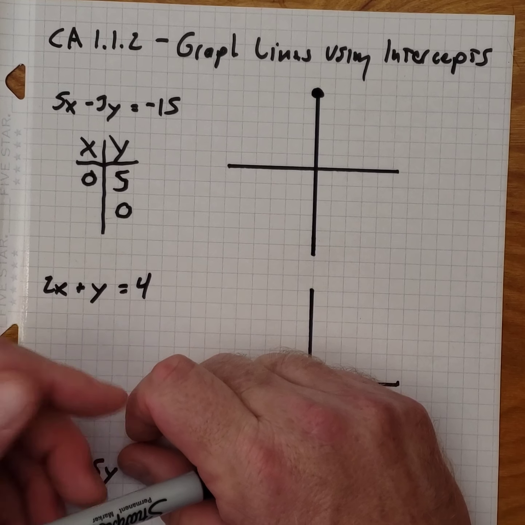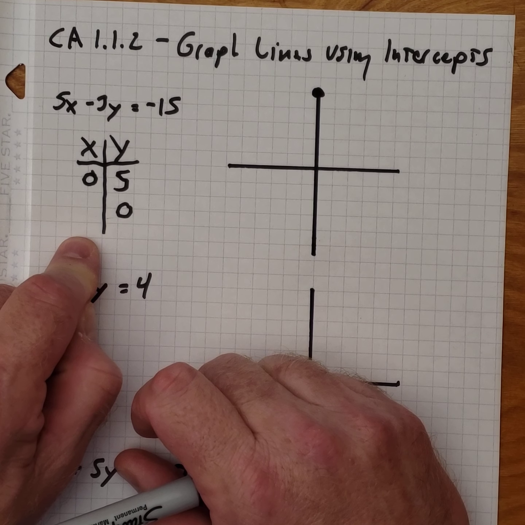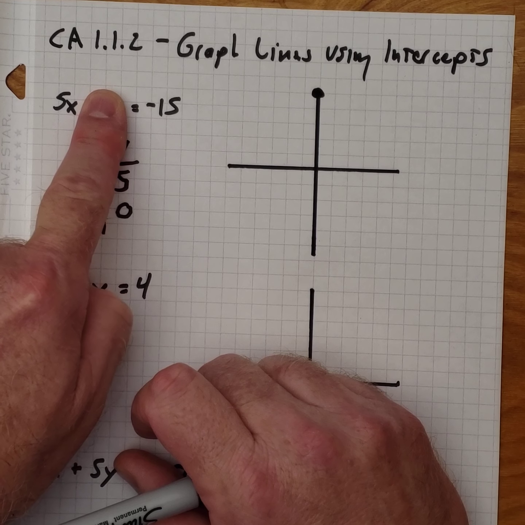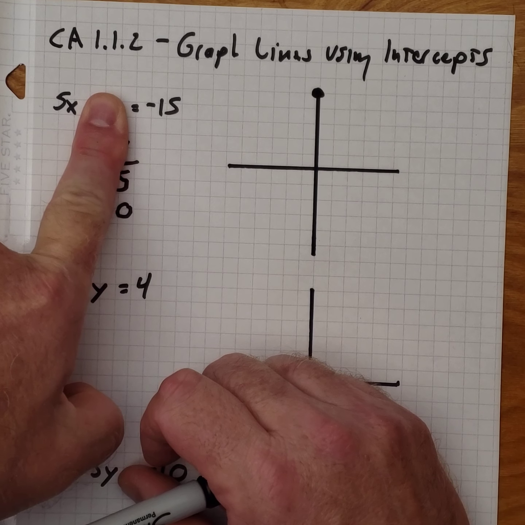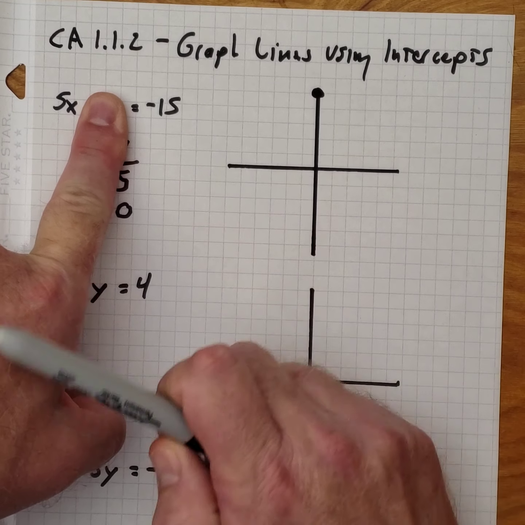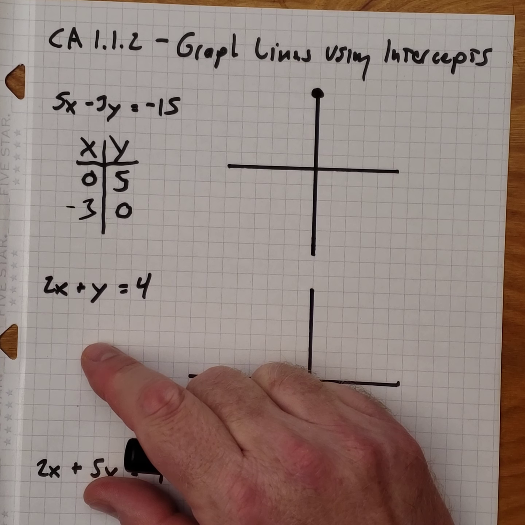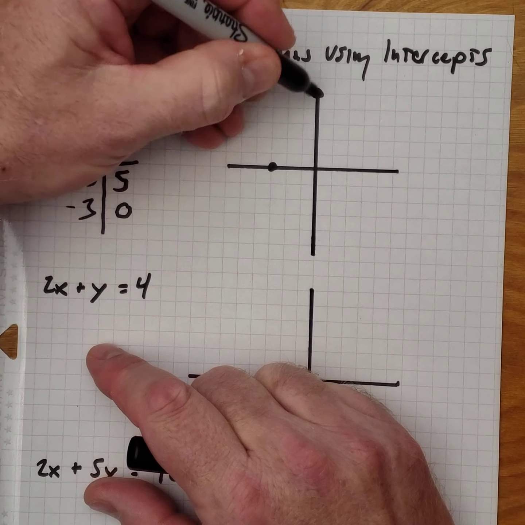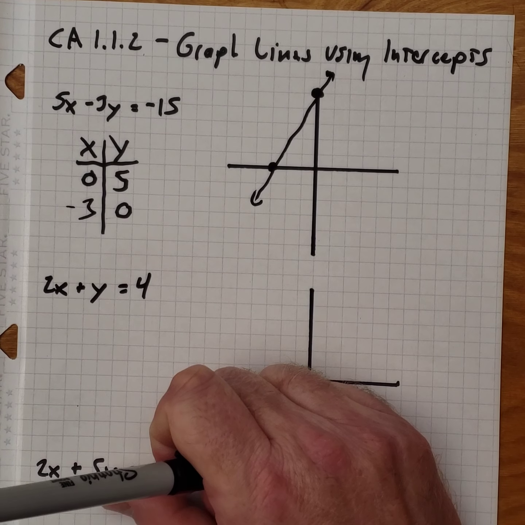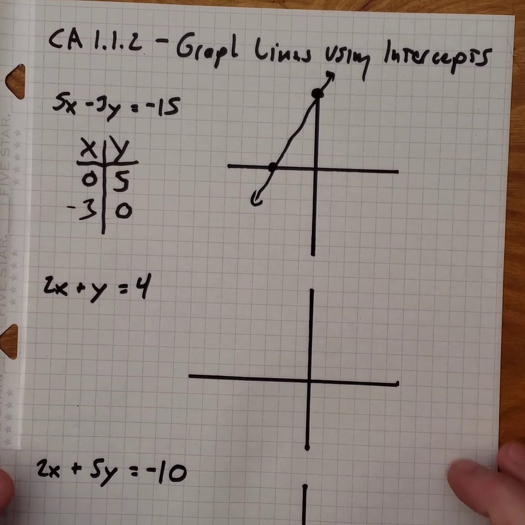Our x-intercept is what we get when we put a 0 in for y and find the corresponding value for x. So if I put a 0 in for y, it's going to make that whole term 0. It's going to make that go away. And what would x have to be in order for this to be true? Well, 5 times negative 3 would give us negative 15. So (-3, 0) is our x-intercept. That's right there. Boom, done. Didn't have to turn the calculator on, didn't have to use trace, didn't have to keep track of a bunch of points. Just find the two really easy points.